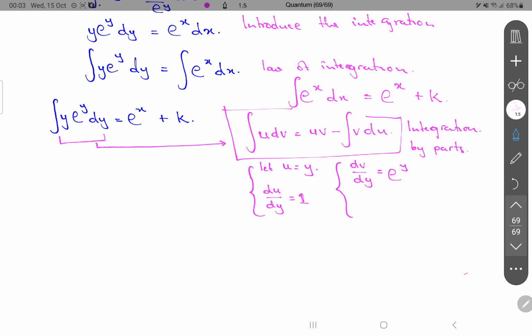Because e^y, for those who can see, if you take this part here, it's going to be the dv. If you take this one here, it's going to be your u. You see, that's the idea. Then if I integrate this part here, I'll definitely get e^y again. e^y will come back again.